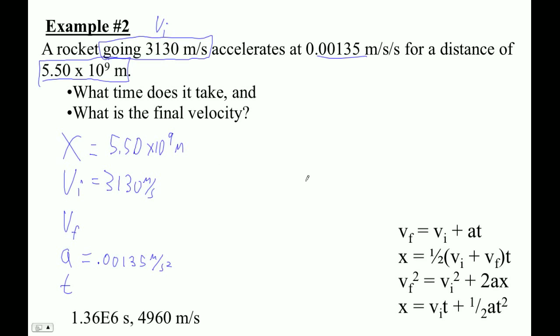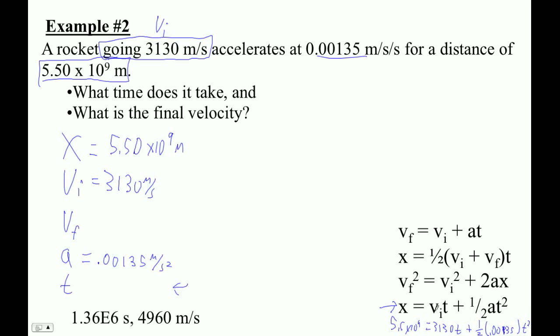So we're looking for time and final velocity. What do we do from here? To solve for time, there is a formula that'll solve for time. It's the one that doesn't have v final in it. That would be this one. Now, this is not going to be a lovely equation to use, and that's because we know this is 5.5 times 10 to the 9th equals 3130 t plus 1/2 times 0.00135 t squared.